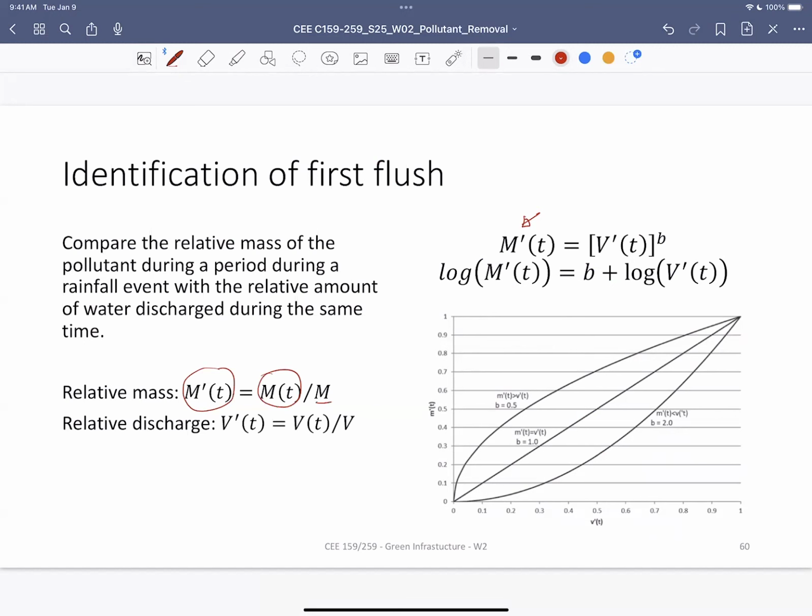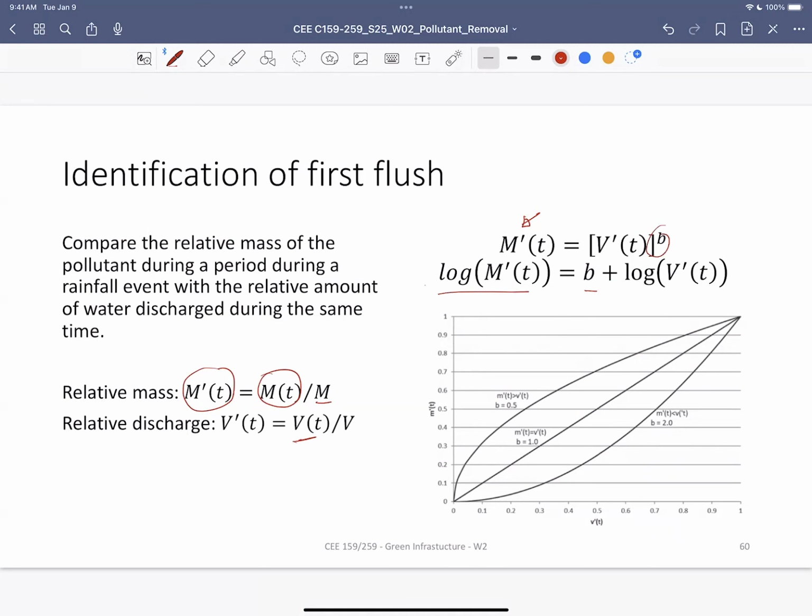You add them together. And relative discharge is the same thing: the volume of water discharged in that time divided by the entire volume discharged in the entire event. So if you compare the mass ratio to the volume ratio, or the relative mass of pollutant discharged to the relative water discharge, they are proportional to each other with a factor b. If you use a logarithmic scale, you get that b value over here.